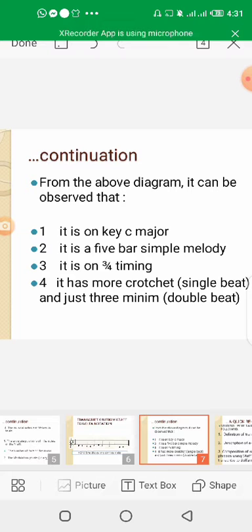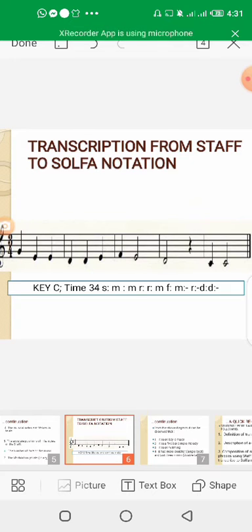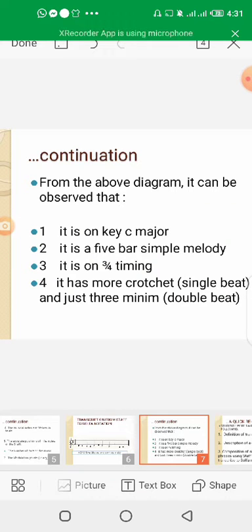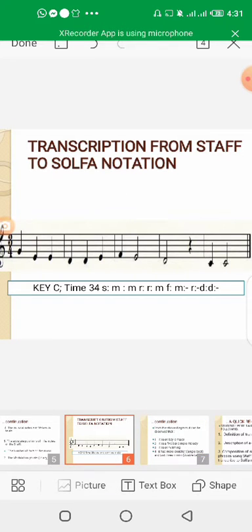Yes, it has more crotchet beats. You've seen it, those black notes, they are the crotchet beats. So it has more crotchet beats, that's single beats, and just 3 minim beats. Minim beats are double beats. So it has 1, 2, 3, just 3 minim beats. The first minim beat can be seen in the third bar. The second minim beat can be seen in the fourth bar, and the third minim beat can be seen in the fifth bar. They are called the double beats.